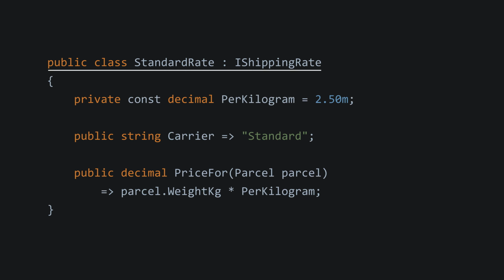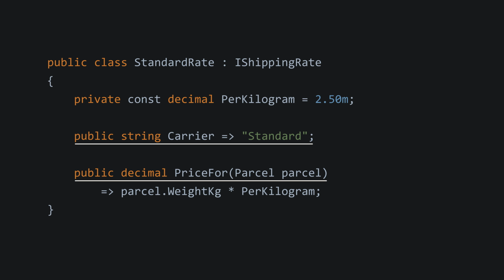Standard rate is the first one. It says its carrier is standard, and its price method holds exactly the rule that used to live in the first switch case. The rule did not change. It moved out of a case, which has no name, and into a class, which does.